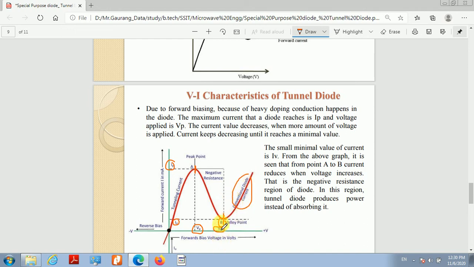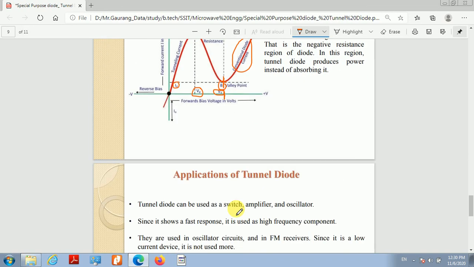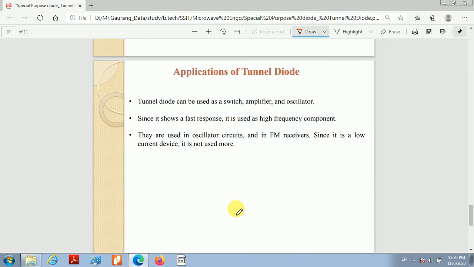So up to this voltage, it behaves as a tunnel diode because the current is flowing due to the tunneling of the electrons or charge carriers from one region to another region. But after that there is no tunneling of the charge carriers across the junction, and the diode behaves as a conventional diode.